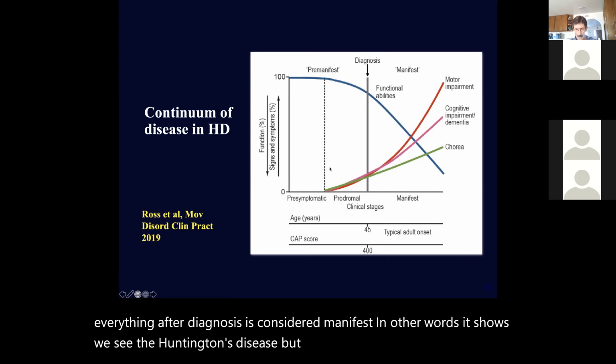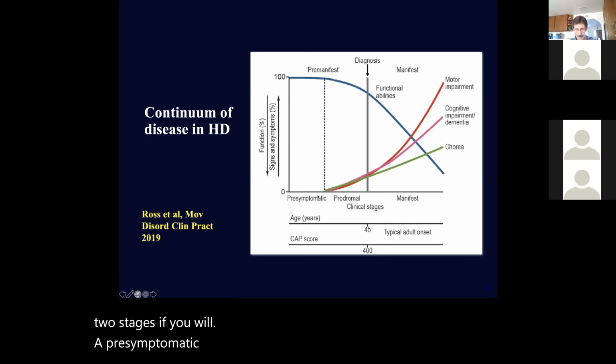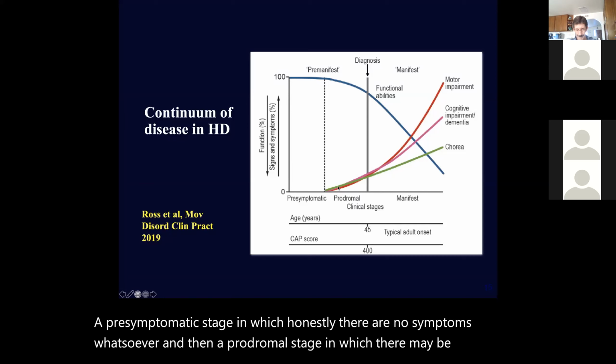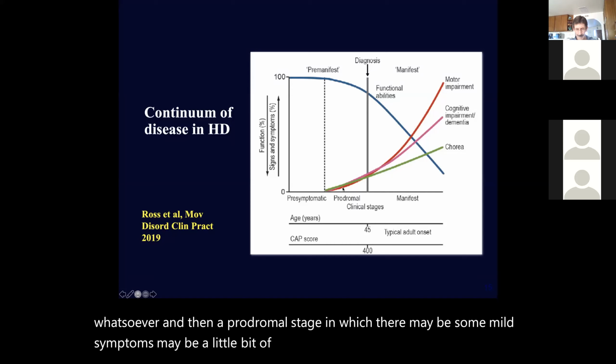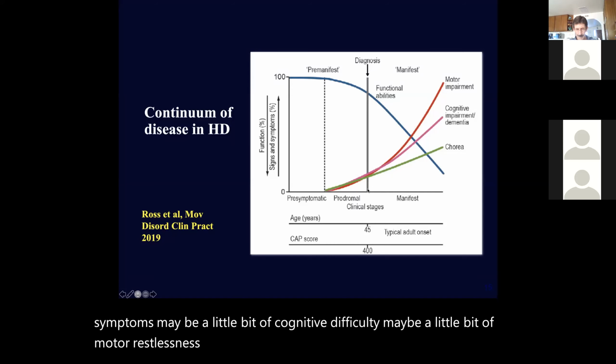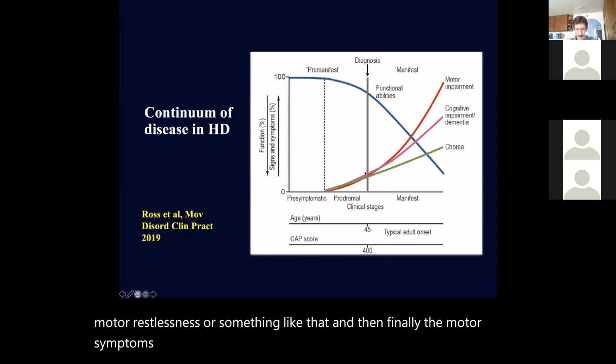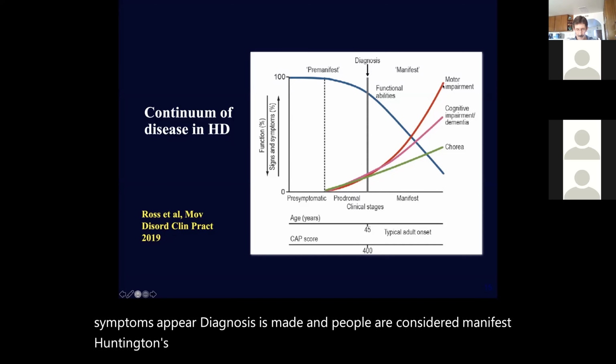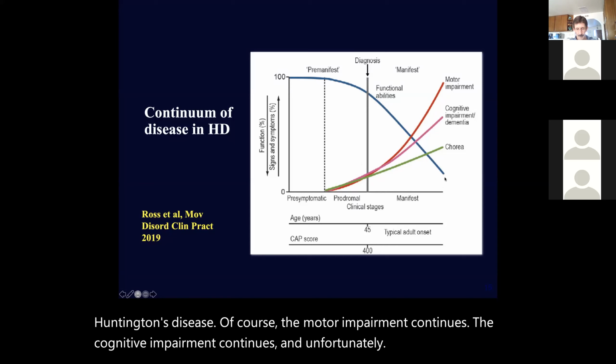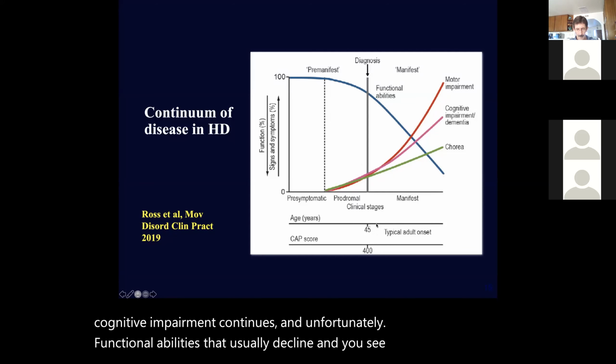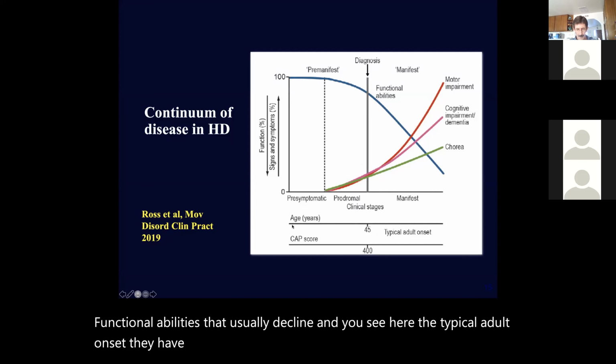But the pre-manifest stage seems to have two stages, if you will. A pre-symptomatic stage in which, honestly, there are no symptoms whatsoever. And then a prodromal stage in which there may be some mild symptoms, maybe a little bit of cognitive difficulty, maybe a little bit of motor restlessness or something like that. And then finally, the motor symptoms appear, diagnosis is made, and people are considered manifest Huntington's disease. Of course, the motor impairment continues, the cognitive impairment continues, and unfortunately, functional abilities usually decline. And you see here, the typical adult onset, they have 45, but in fact, the age spans a very significant gamut.